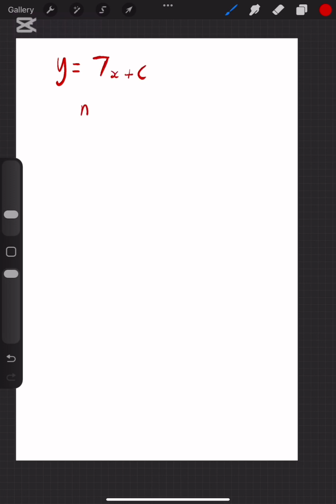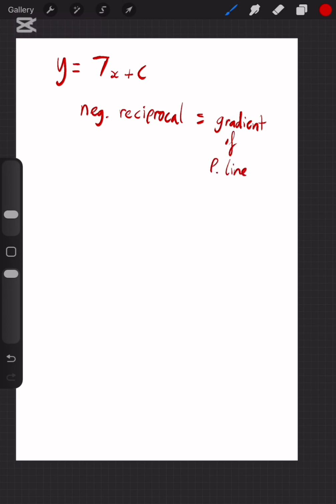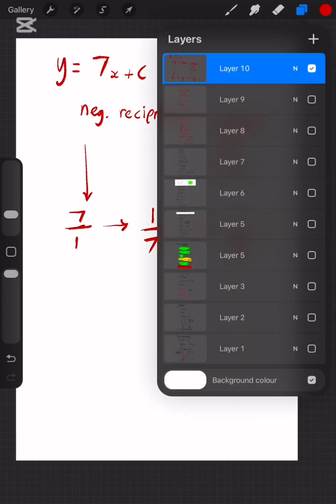So here you go, you can try this one for yourself. Okay, so here we go. Turn it into a fraction, flip the fraction, and turn that into a negative. Pretty easy.